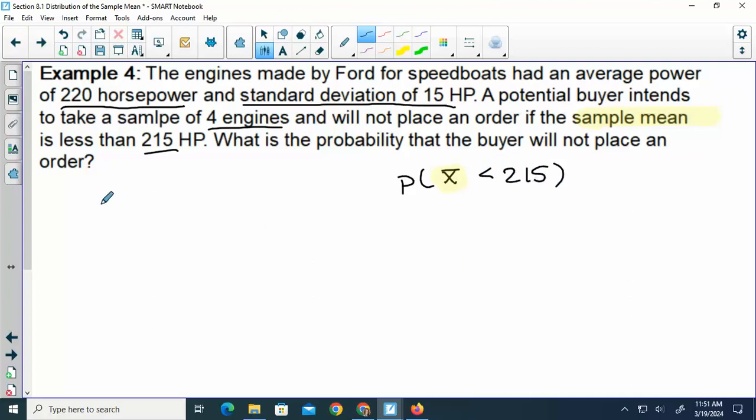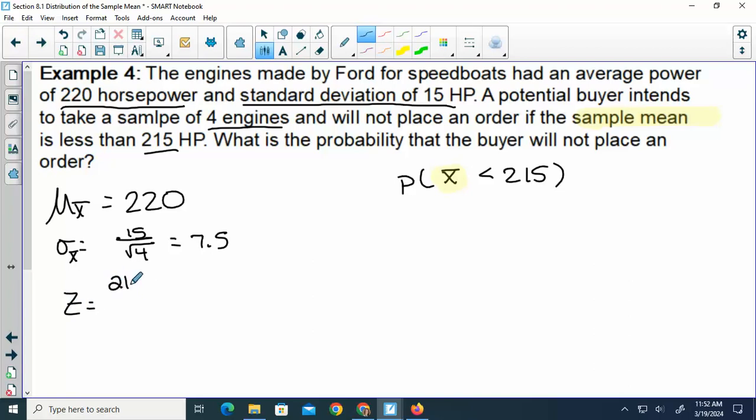Alright. Since I'm talking about x bar, to get my z, I need the mean for x bar and standard deviation for x bar. What is the mean for x bar? 220, same as the population. The standard deviation would be what? Divide by the square root of 4. So we get 7.5. So we now get our z.